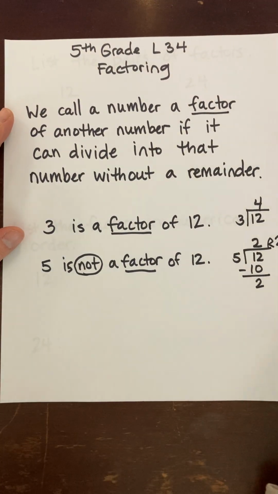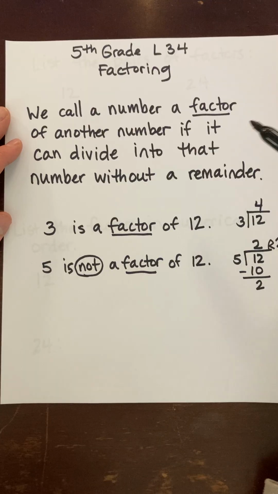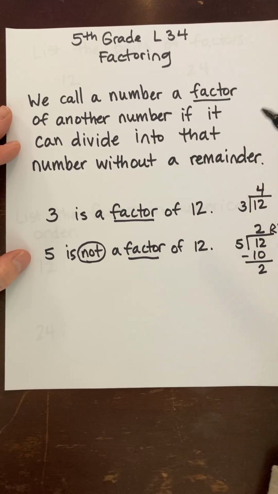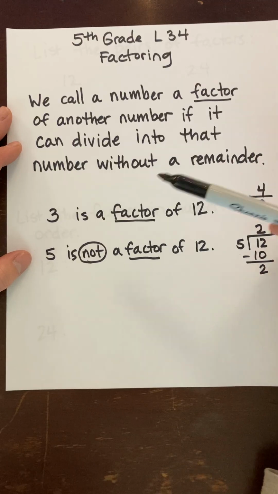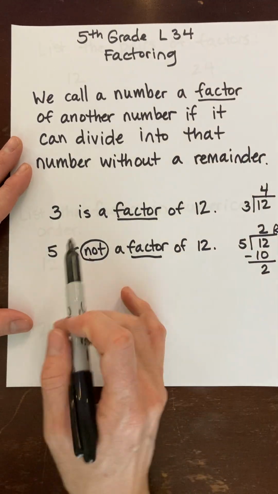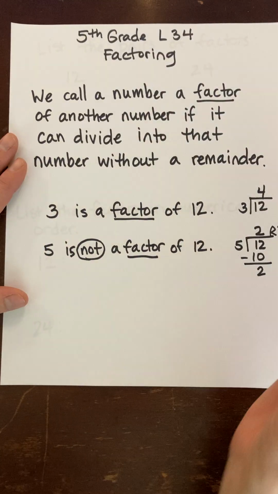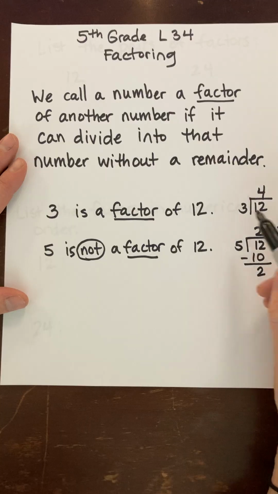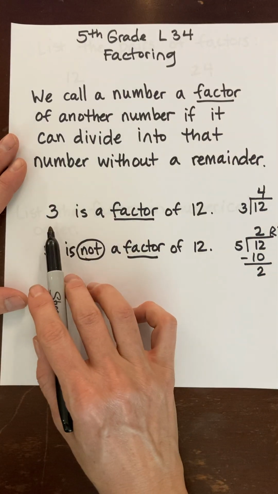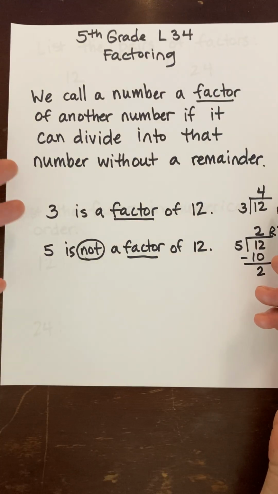We're learning about the concept of factoring in this lesson and what a factor is. So we call a number a factor of another number if it can divide into that number without a remainder. What that means in practice is, we're going to consider the number 3. Is 3 a factor of 12? Well, we're going to divide 12 by 3, and that gives me 4, and there's no remainder. Therefore, 3 is a factor of 12 because it can be divided in without a remainder.